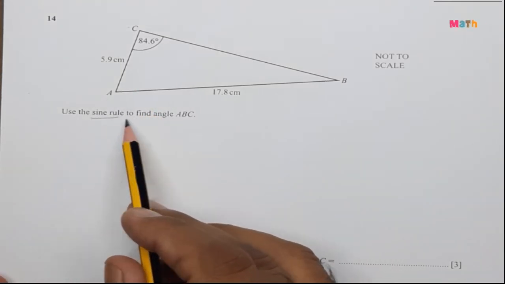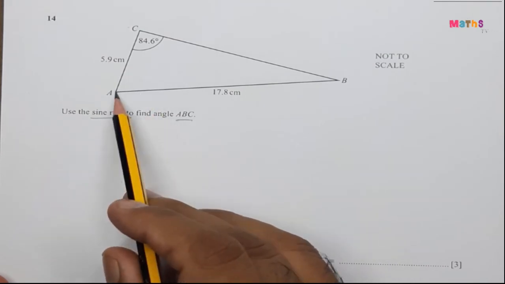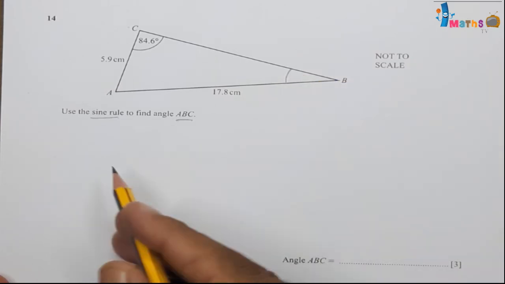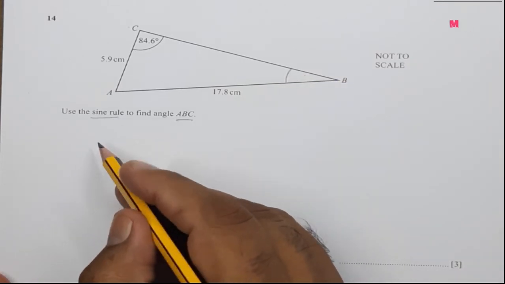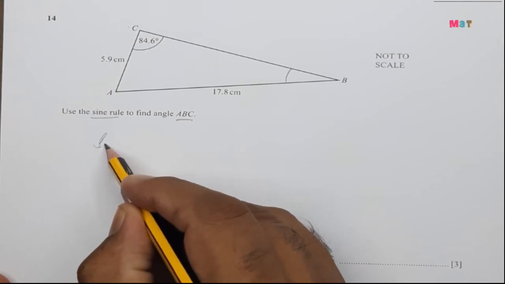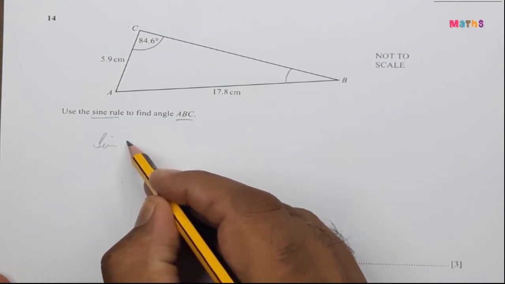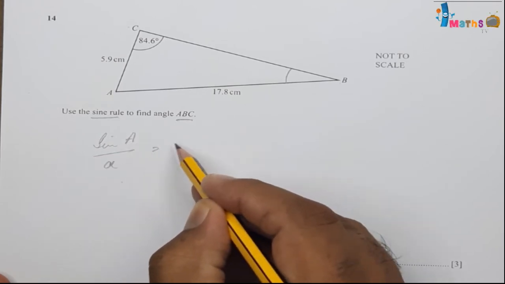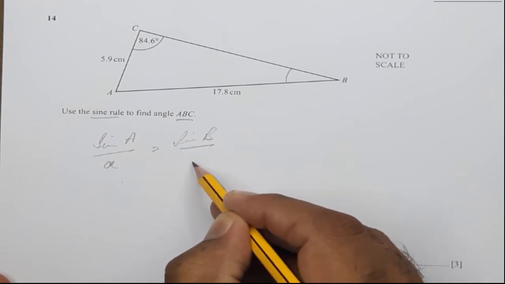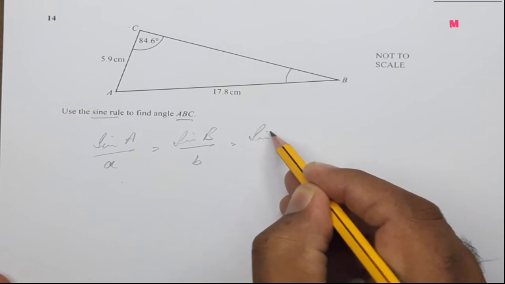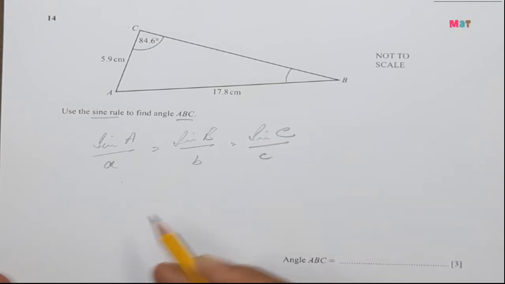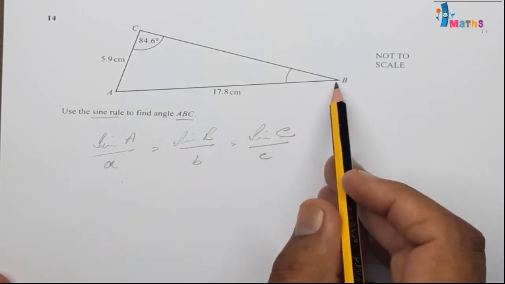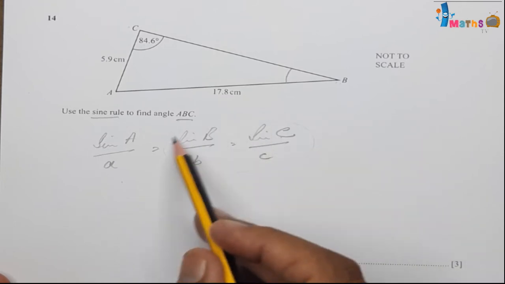Use the sine rule to find angle ABC. So we have to find this angle by the sine rule. The sine rule, you know, is sine A over A is equal to sine B over B is equal to sine C over C. So we have this angle C and we have to find B, so we'll use this portion of the sine rule.